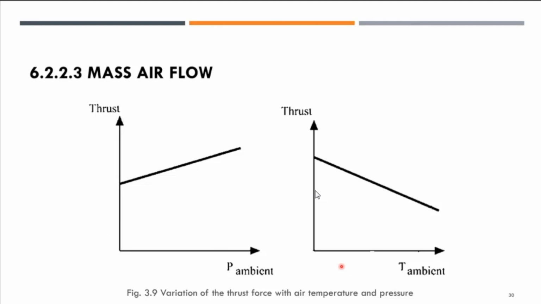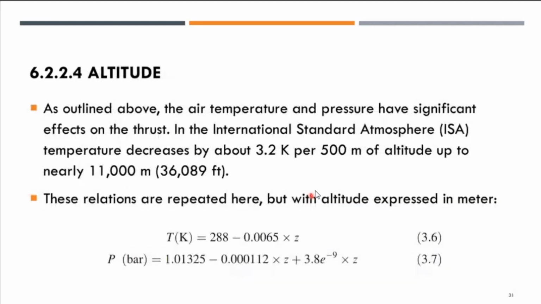So you can see here there are two plots. One is the variation of thrust against ambient pressure, and the other is the variation of thrust against ambient temperature. For pressure, the higher the pressure, the higher the thrust. But for temperature, the higher the temperature, the lower the thrust will be, because the density is also lower at higher temperature and the mass flow rate will be lower. All right.